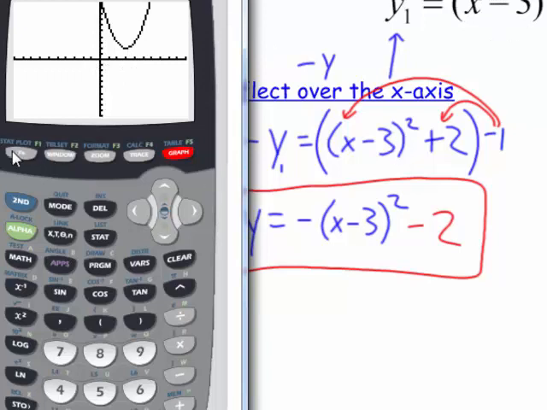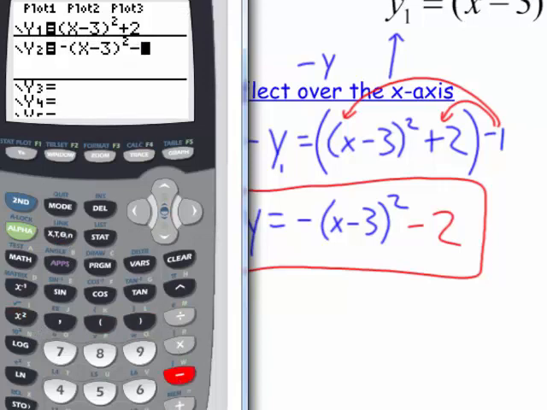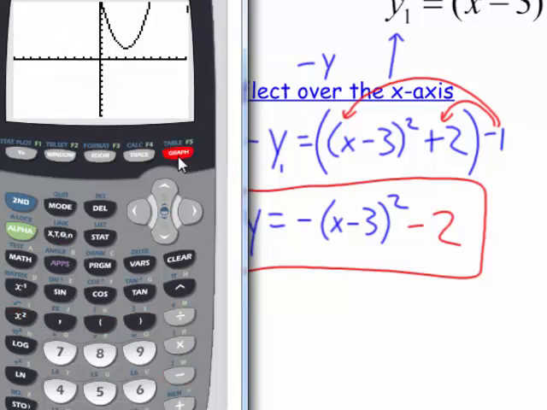There we go. And then, so two ways to do this one, right? So I could either type in this, which we'll do just to double check. So negative, and then x minus 3 in parentheses, squared, minus 2 now. So this is to reflect over the x-axis.